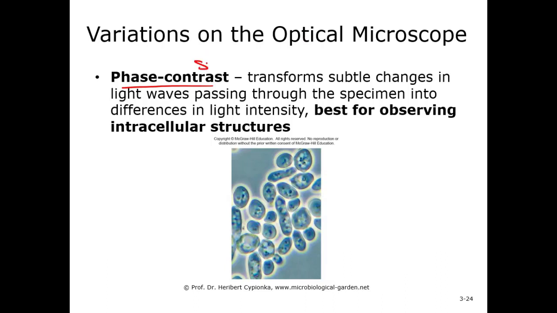Okay, so these are very specialized microscopes. Now, why you would do this is if you wanted to see intracellular structures. So if you wanted to look at a cell and see the different organelles, if it was a eukaryotic cell, you want to look at the nucleus, you want to look at the endoplasmic reticulum, that's when you would use the phase contrast.